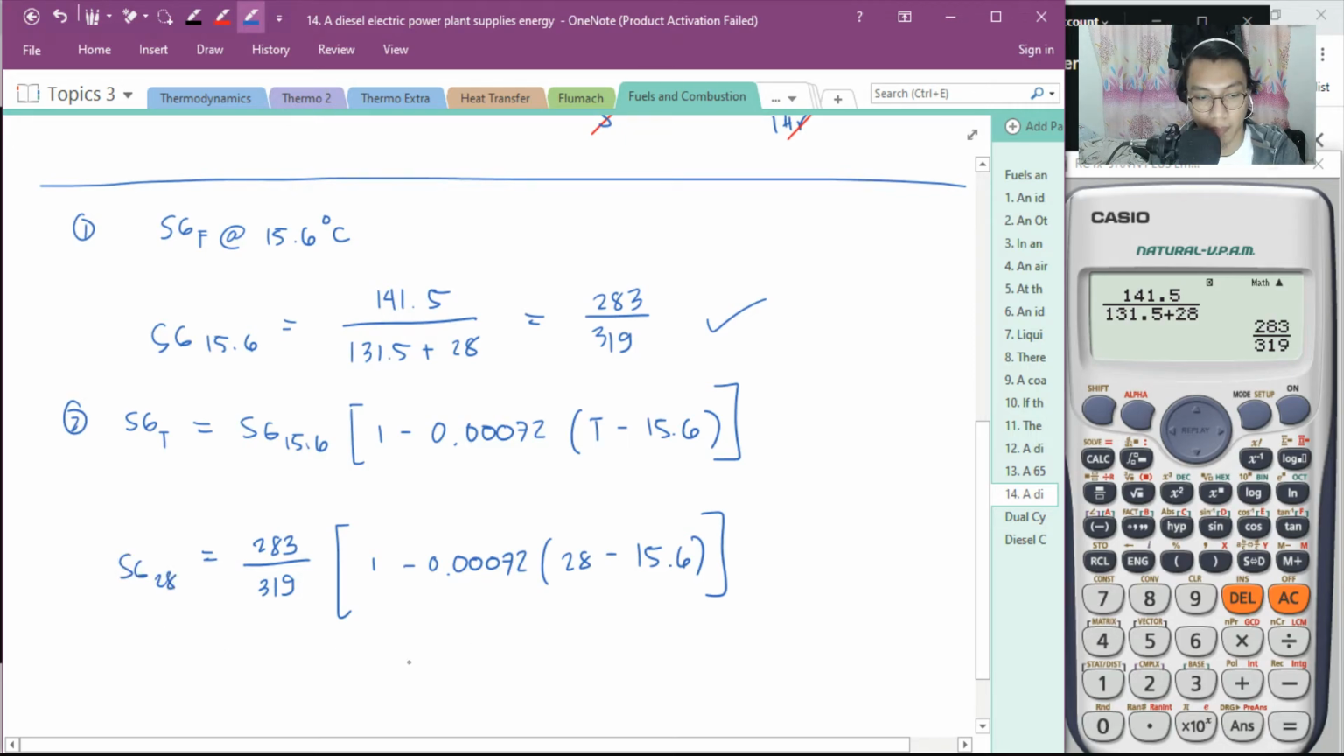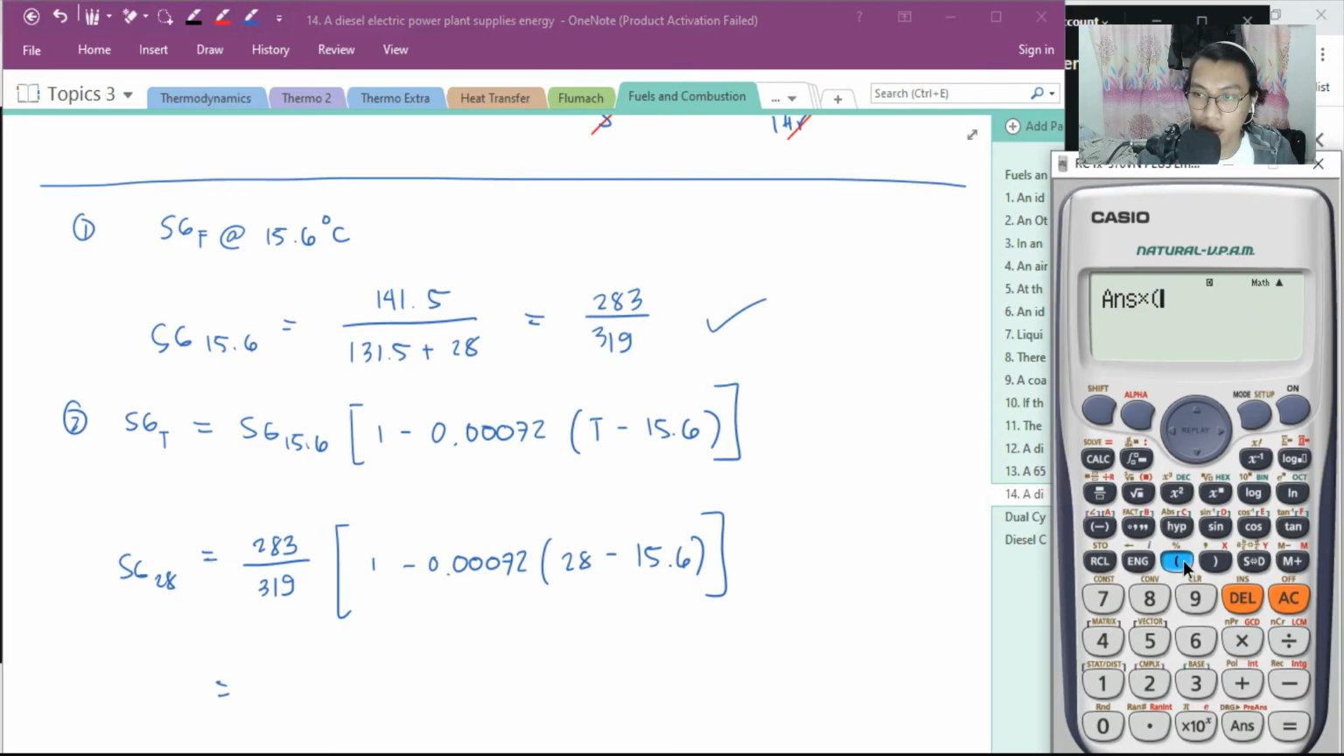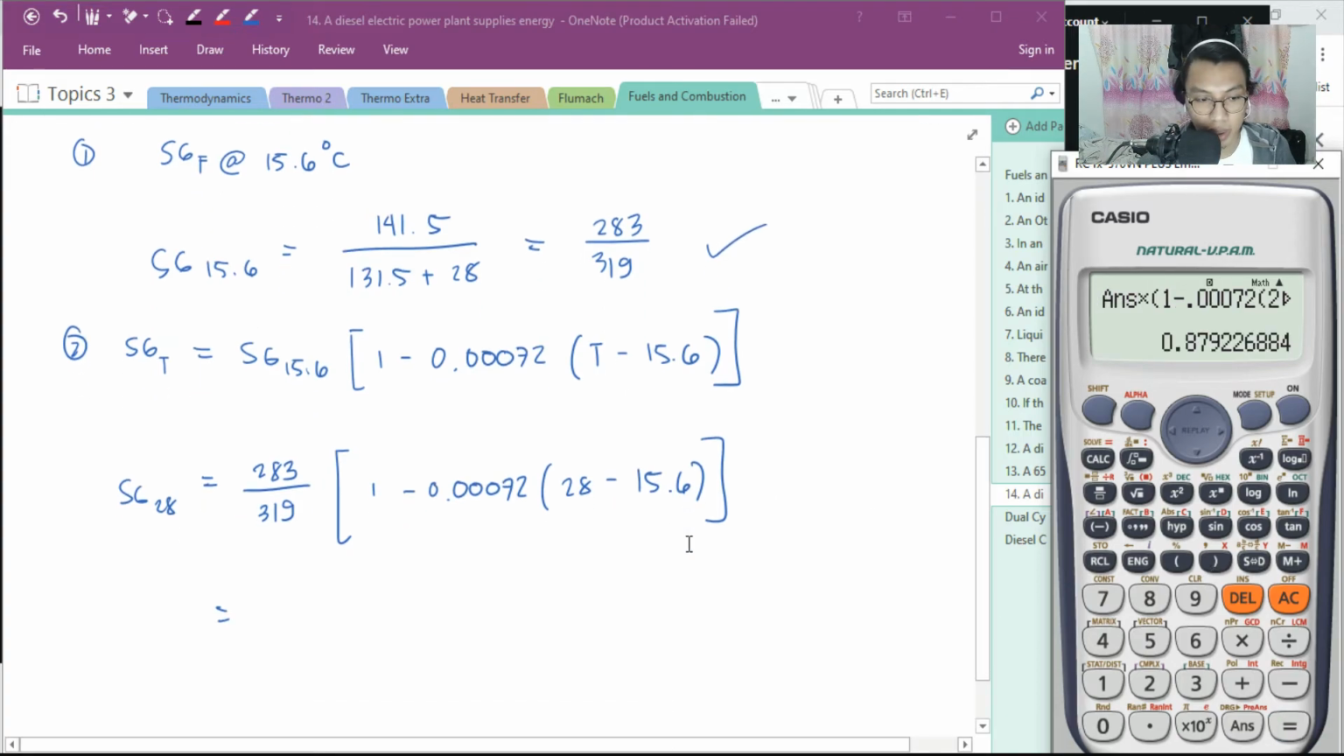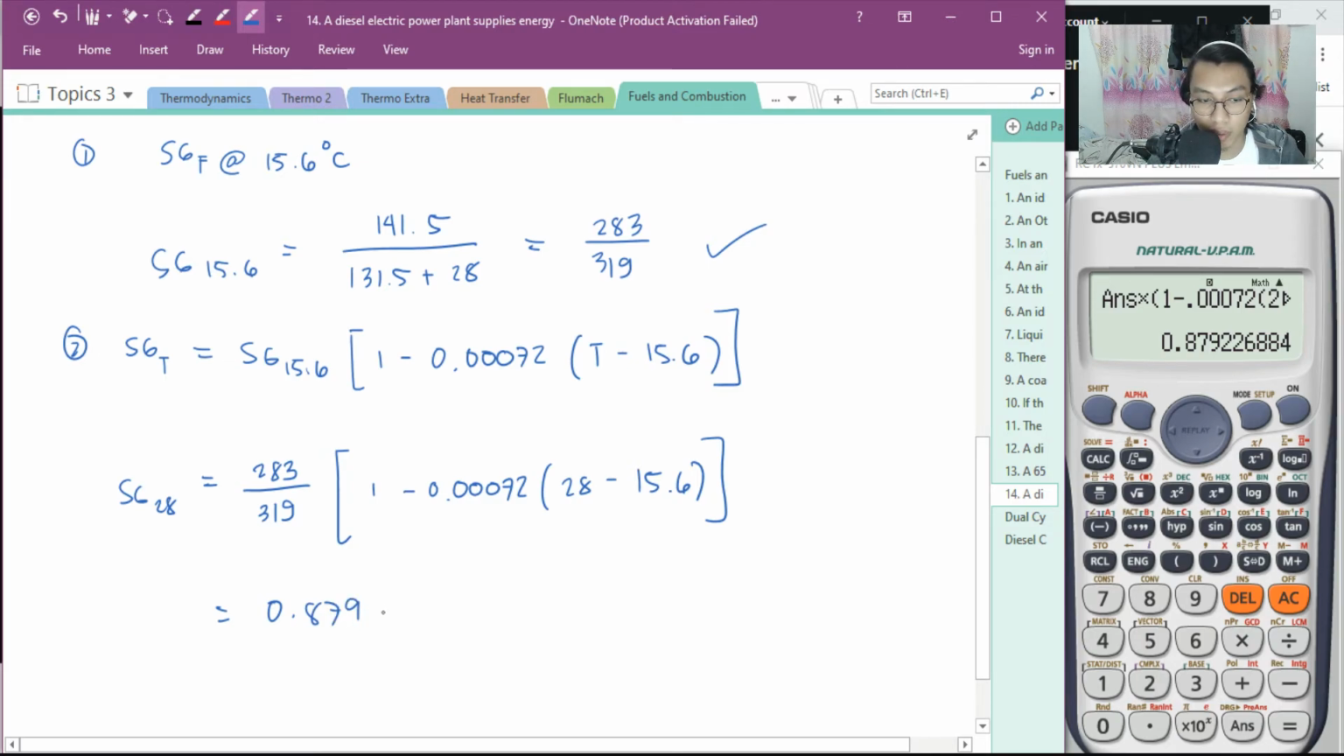Multiply natin to ng 1 minus 0.12372 multiplied to 28 minus 15.6, tapos dalawang parentheses. The answer is 0.87. Again, wag munang mag-round off. 226,884. Okay, pwede na to.